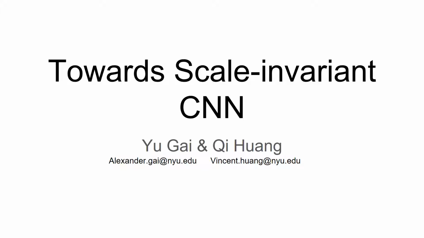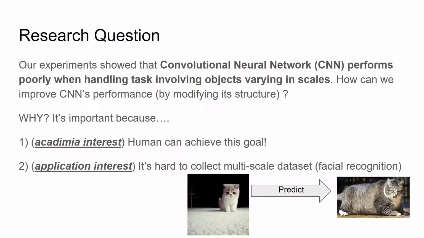In our research, we found that the convolutional neural network performs poorly when handling tasks involving objects of varying scales. Say we train on a small cat on the left, and then we try to predict the big cat on the right. How can we improve CNN's performance by modifying its structure?